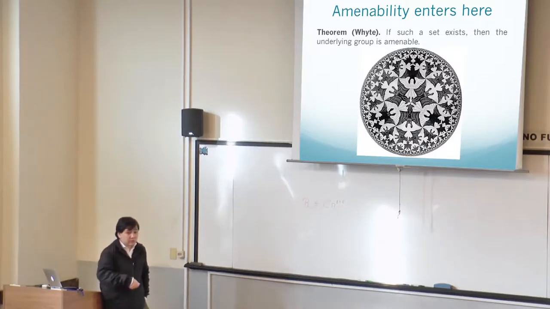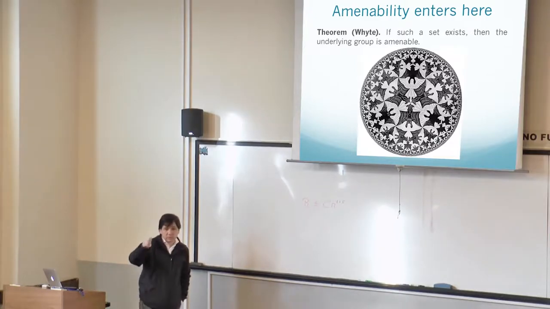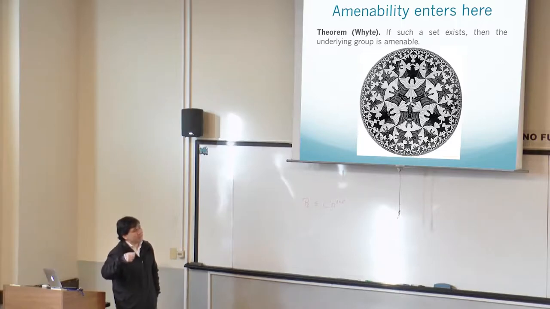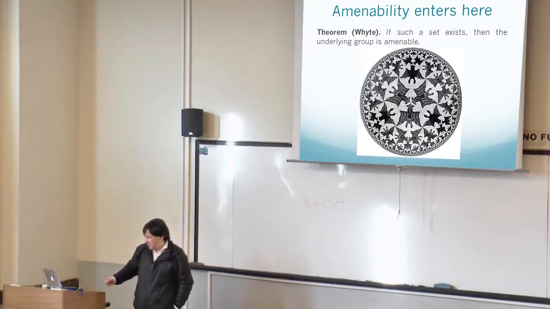a coarsely dense subset, which is not bi-Lipschitz equivalent to the group, then the group is non-amenable. No, sorry, so then the group is amenable. Then the group is amenable, okay?